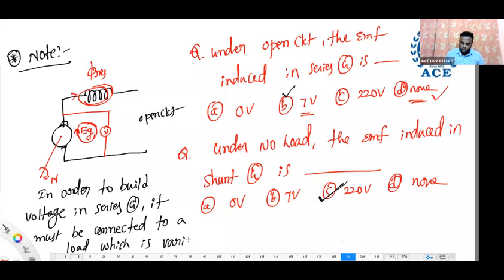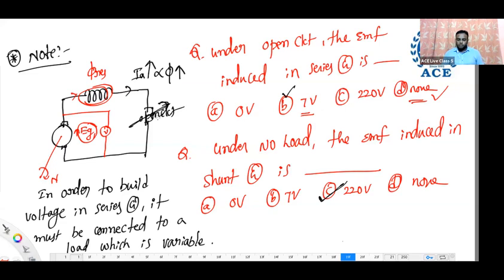Variable load means current also varies, flux also varies, EMF also varies. That is, increase the load step by step: 2 amps, 5 amps, 7 amps, 10 amps, like that. Whenever load magnitude increases, if you connect a load here and it is variable, current increases. Whenever current increases, flux, which is proportional to current, also increases, EMF also increases, and voltage builds up. That's why I said variable.